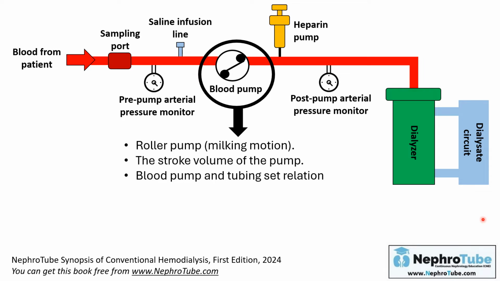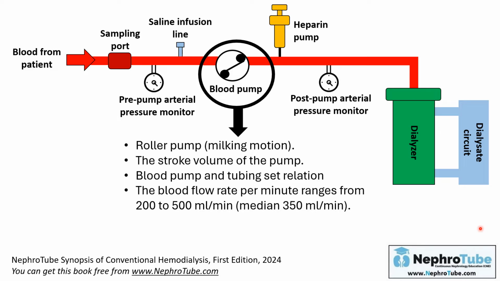Because if this part of the arterial line within the blood pump is not rigid, it may be flattened and become weak, and the stroke volume of the blood pump will be low. Finally, the blood flow rate that can be done by the blood pump ranges from 200 to 500 ml per minute, and its median, as we know, is 350 ml per minute.